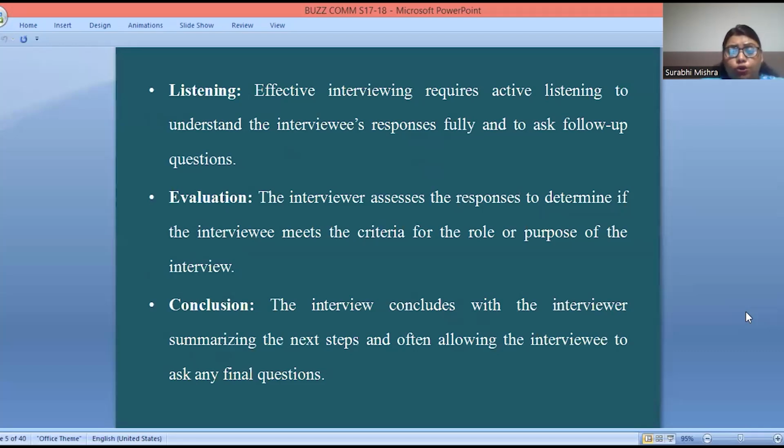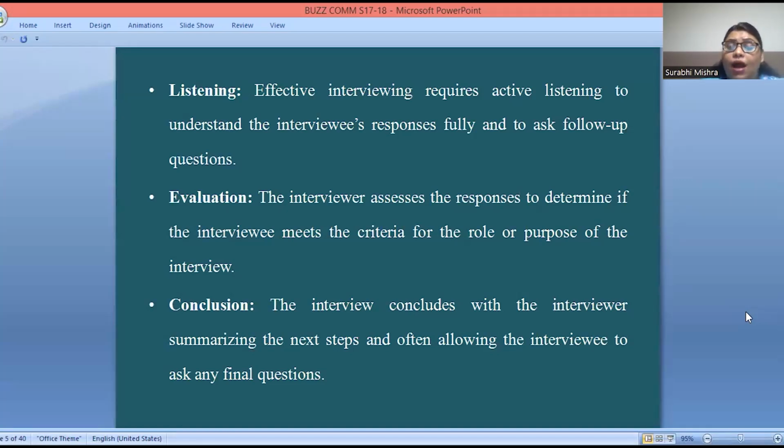On the part of the interviewer, the person taking the interview must possess active listening skills to understand the responses of the interviewee fully and to ask follow-up questions. He has to understand what the interviewee is saying. For understanding that, the interviewer must be an active listener. He must listen to the interviewee properly, and only then will he be able to ask the follow-up questions, right?